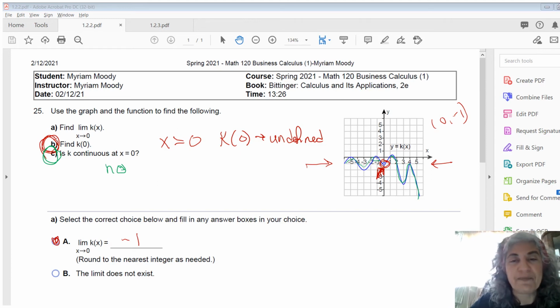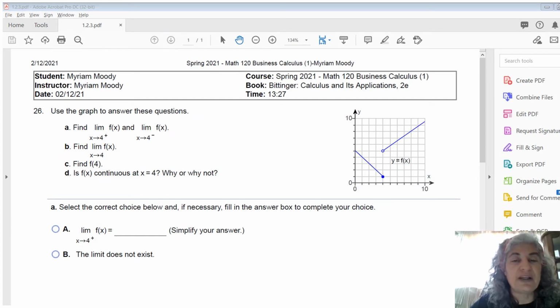Cool? All right, let's look at one more. And we are using this graph once again to answer these 4 questions and eventually decide if this is continuous or not at the particular number. So, part A wants us to find the limit of that function as x approaches 4. Notice this plus sign from the right. So, as we come in from the right, this is the graph we're going for. And as I approach x equals 4, which is right here, it looks like this is approaching what number? 1, 2, 3, 4. It looks like it's approaching 5.